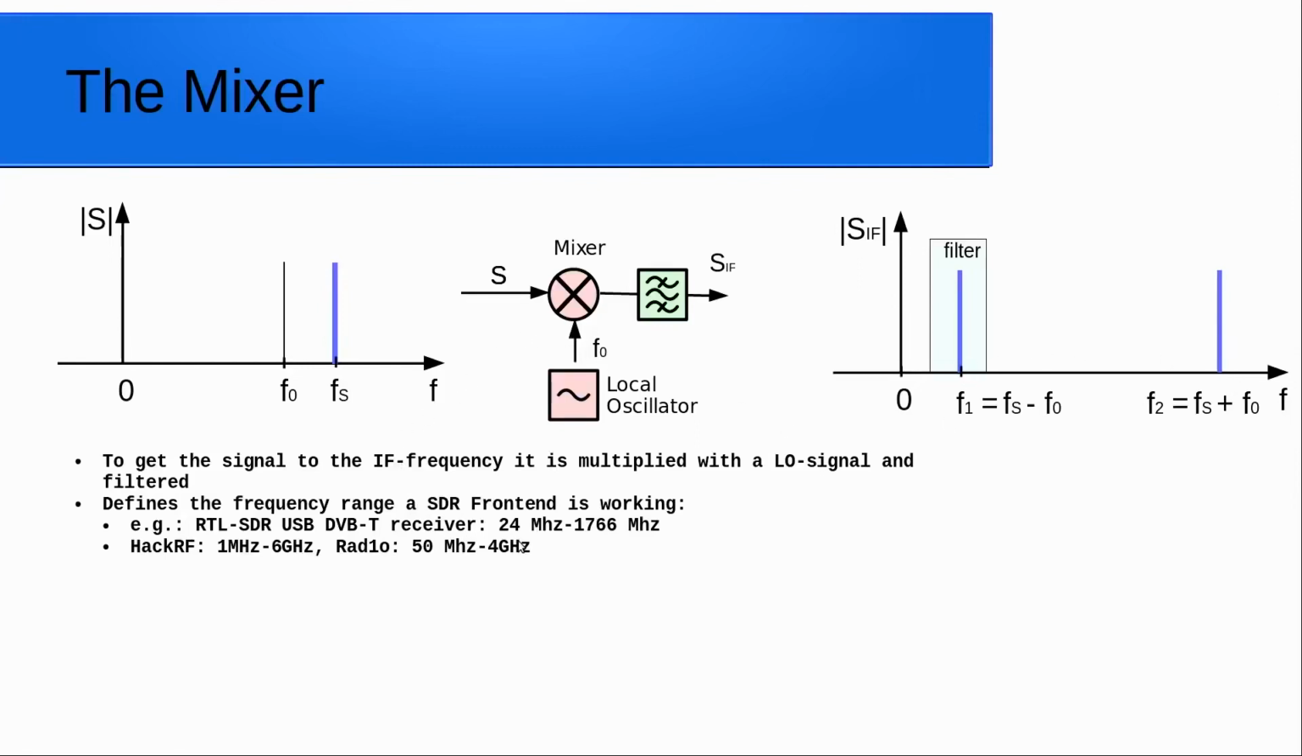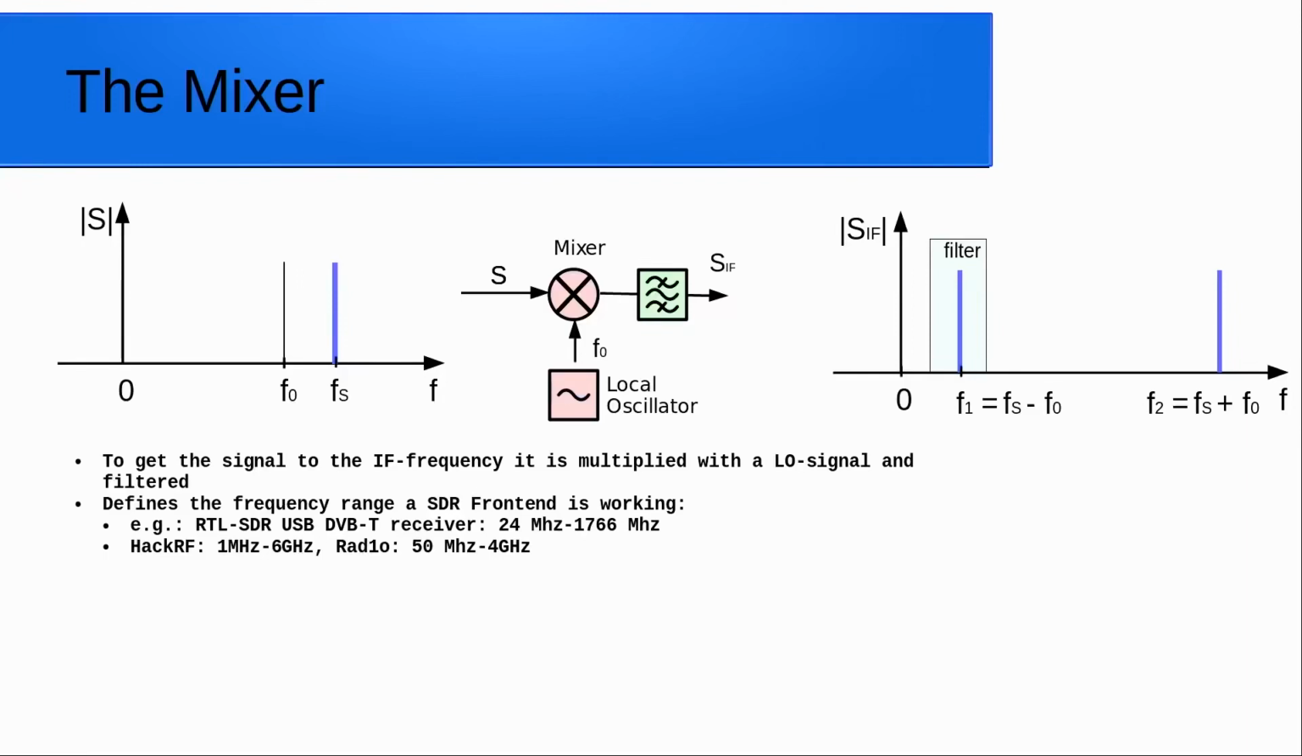So the mixer defines the frequency range the SDR front end is working on. For example, there are those quite cheap RTL-SDR USB sticks, which were originally made for DVB-T reception. They work, for example, from 24 megahertz up to 1766 megahertz.